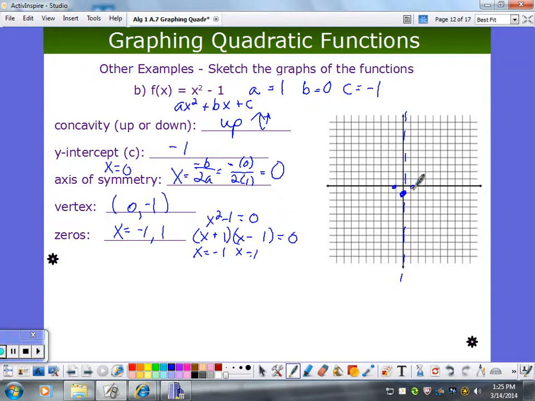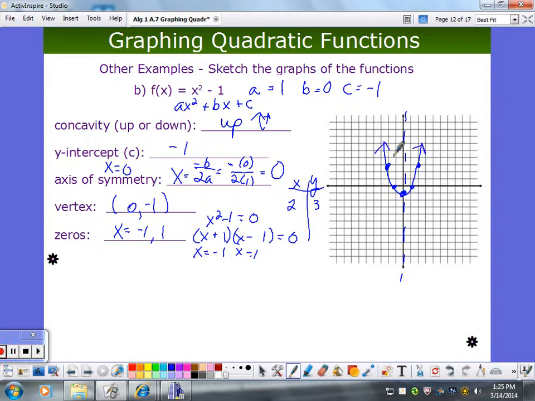Here's my y-intercept. Now with ones like this, because I don't really have a y-intercept separate from that, I tend to do maybe 1 or 2 points using the table of values. Let's see what happens when x is 2. So 2 squared is 4, minus 1 is 3. This is symmetric, right? So what's negative 2 going to be? It's also going to be 3. And I feel a little bit better now about the shape.